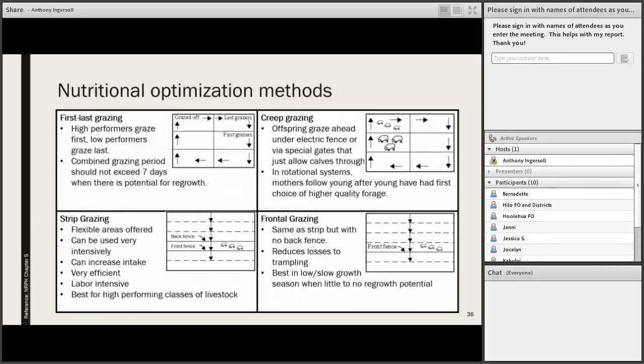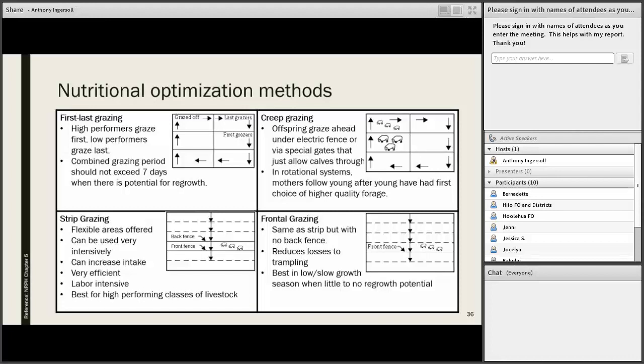Okay, next slide. Nutritional optimization methods. So like the title says, this really seeks to optimize nutrition. And these methods are associated with either rotational or set stock methods and are generally used to selectively feed livestock. So you might see people with animals that they are grass finishing or that otherwise need a higher quality forage. They might use some of these types of methods or hybrids of them.